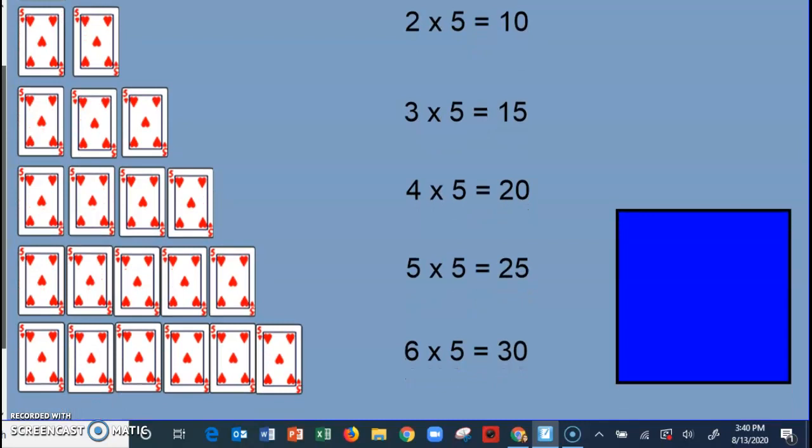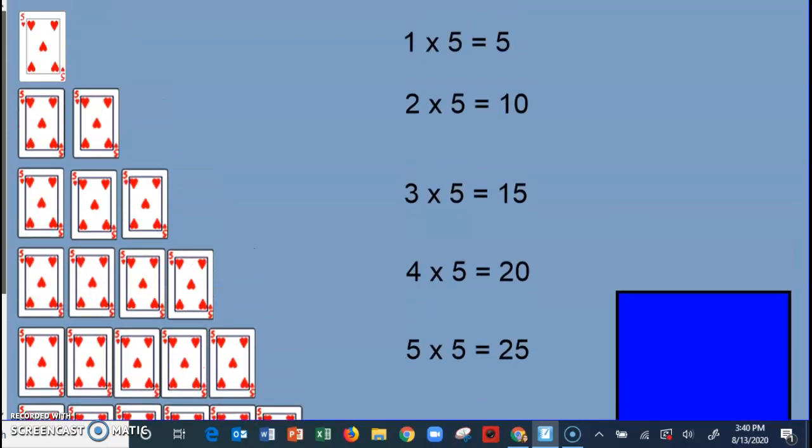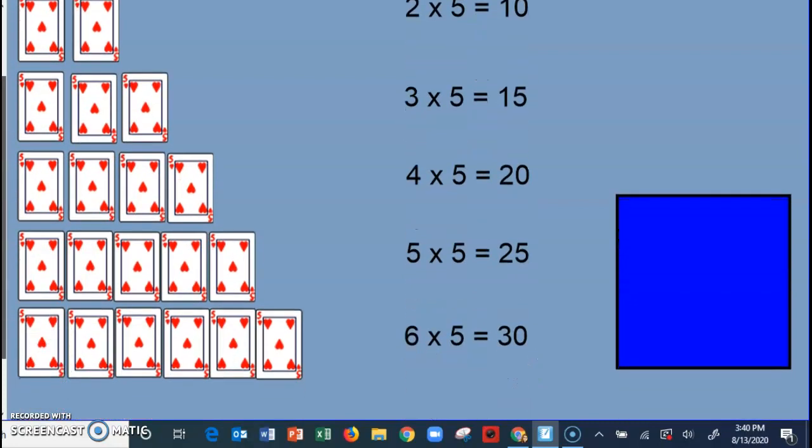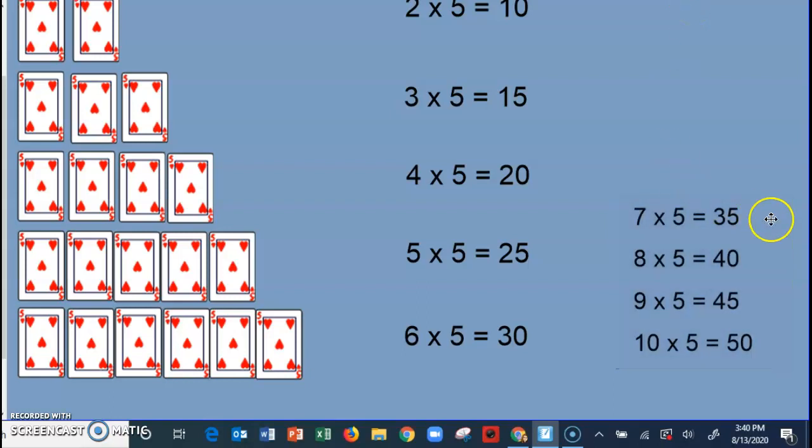6 groups of 5 is 30. There's your pattern again, because every time you're adding 5. So you're counting by 5's: 5, 10, 15, 20, 25. Again, if we kept that pattern going, this would continue. 7 times 5 is 35. 8 times 5 is 40. 9 times 5 is 45. And 10 times 5 is 50.